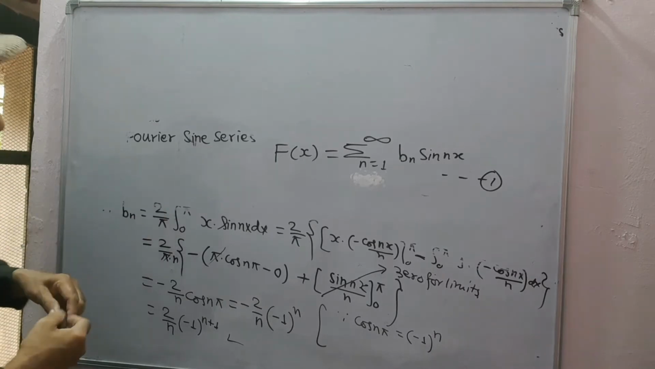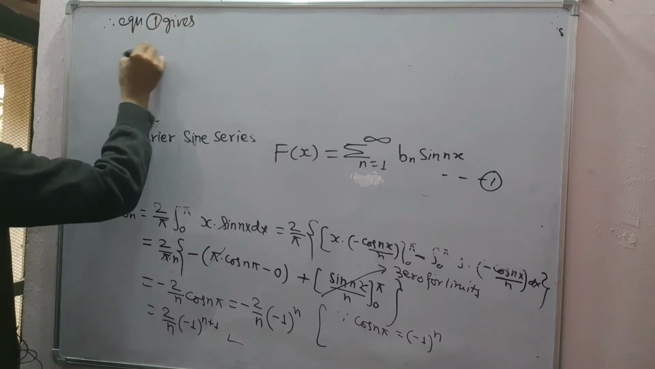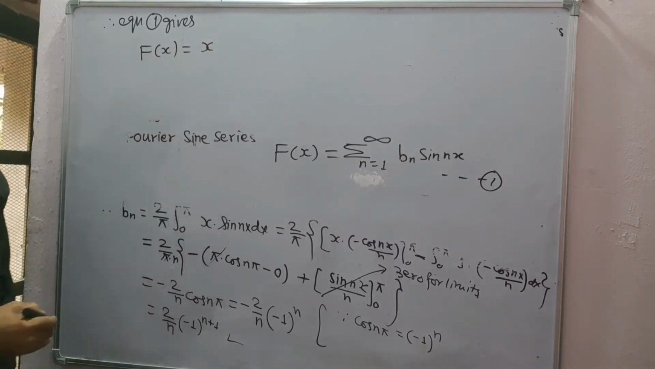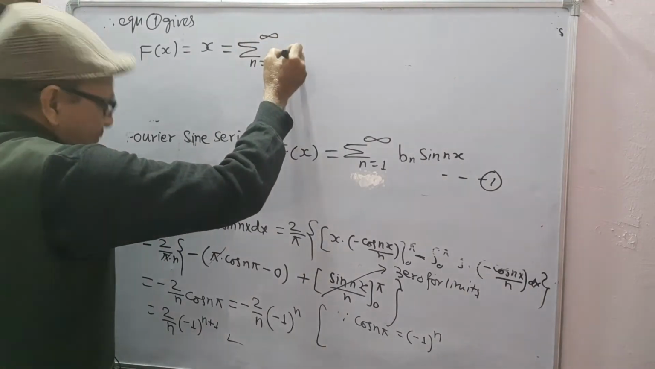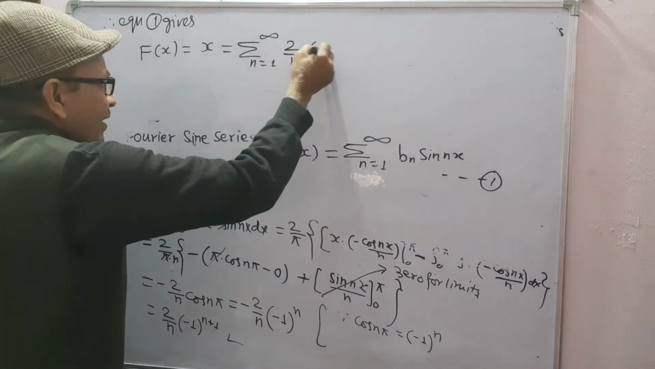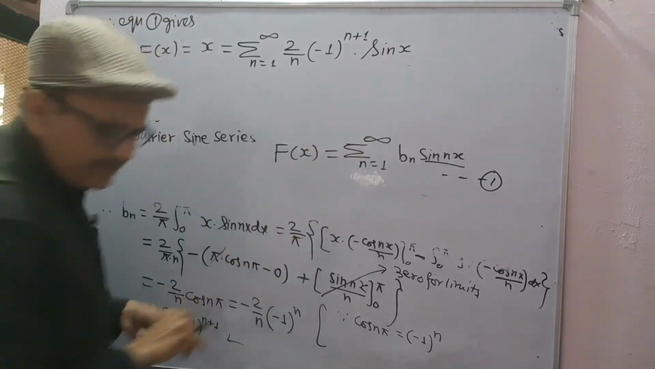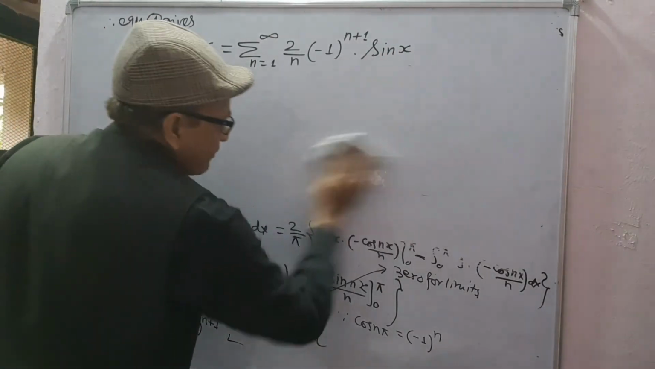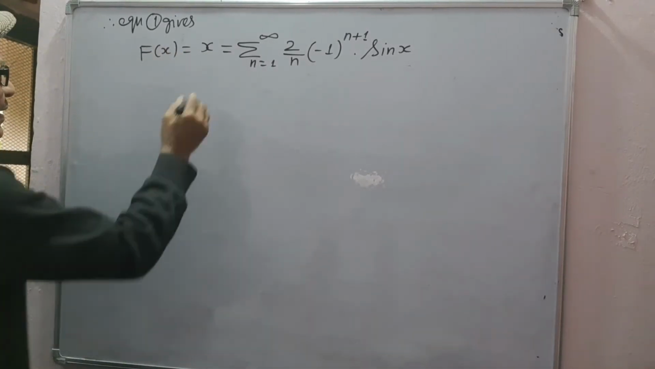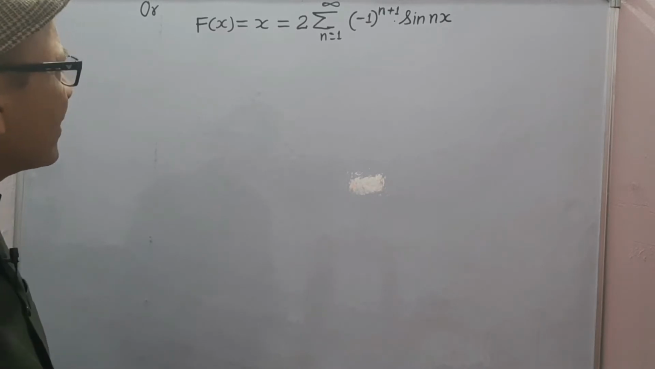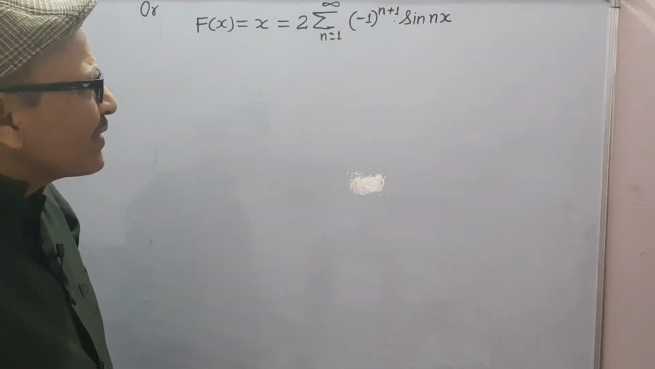Putting this value of b_n in equation 1, we get f(x), which may also be written as x, will be summation n is equal to 1 to infinity b_n, which is 2 upon n minus 1 to power n plus 1 into sin nx. Or it may be written as f(x) is equal to x is equal to 2 summation n is equal to 1 to infinity minus 1 to power n plus 1 sin nx.